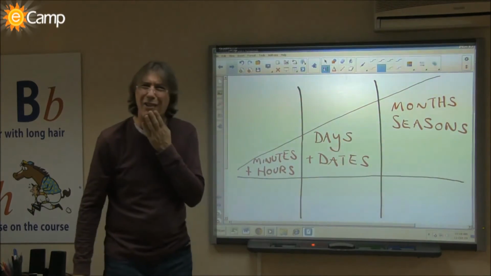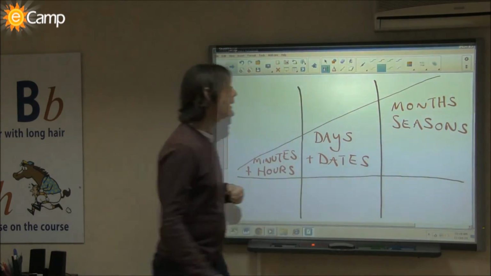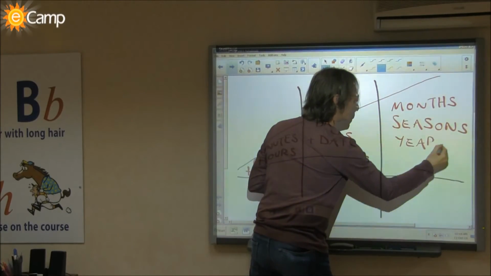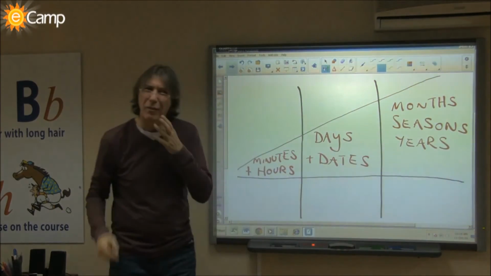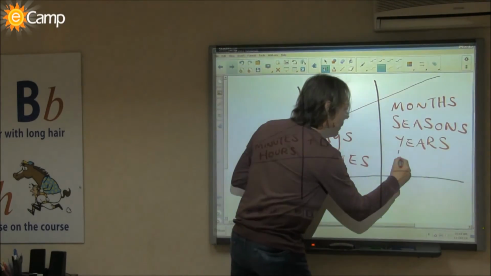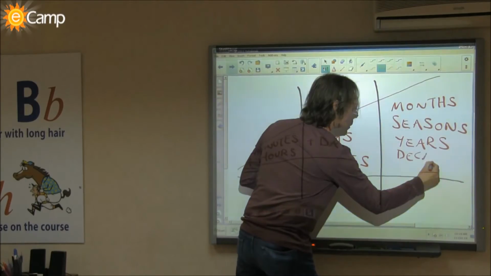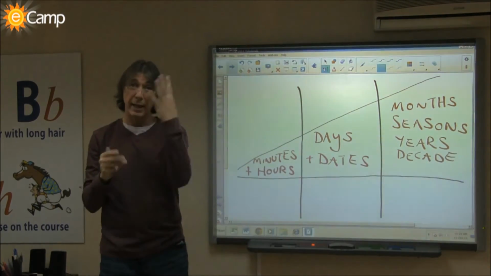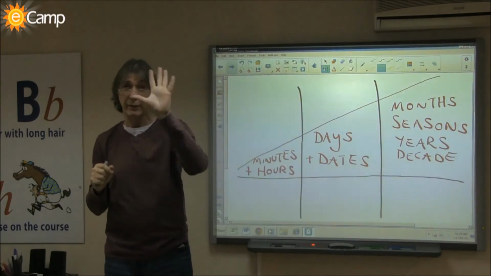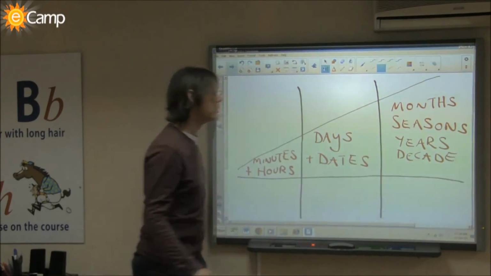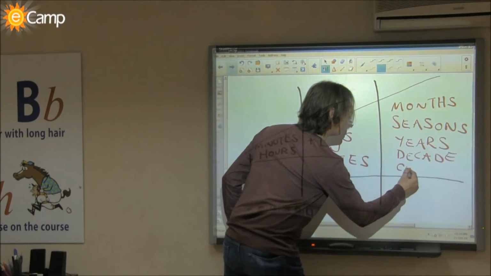And then we have years. Yes, we've got years. And then we have 10 years together. 10 years together, it's called a decade. And then we have 10 decades together, making 100 years. 10, 20, 30, 40, 50, 60, 70, 80, 90, 100 is a century. Yes, century.